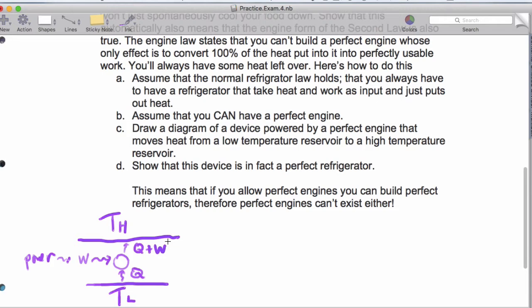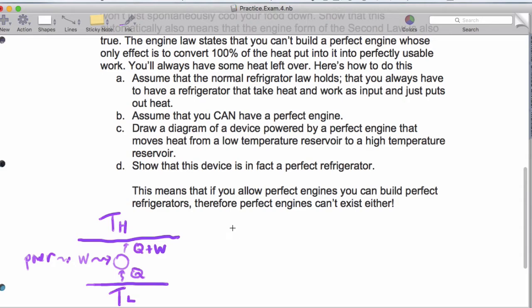This is an imperfect refrigerator. Our claim is if you are allowed a perfect engine, it's possible to build a perfect refrigerator. And that can't be true. So if a perfect refrigerator isn't true, then by extension, we can't build a perfect engine if it allows us to build a perfect refrigerator.